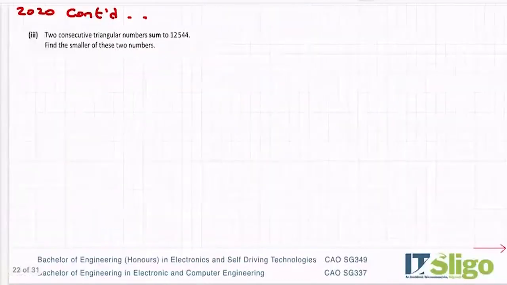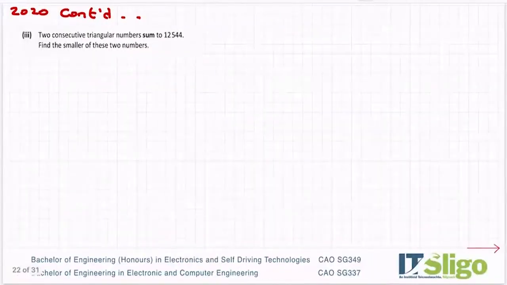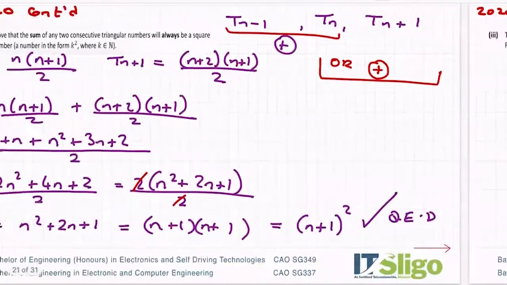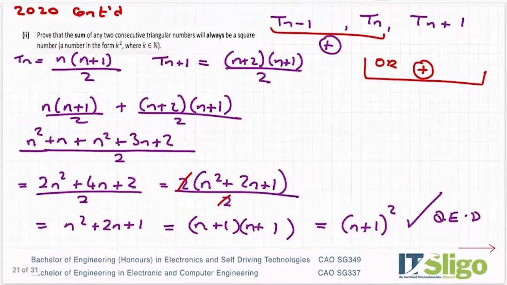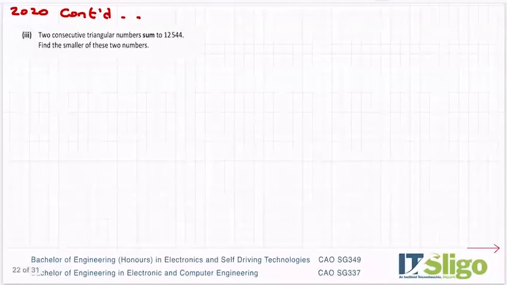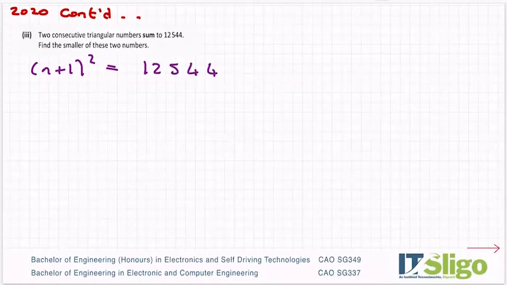Okay, cool. Two consecutive triangular numbers sum to 12,544. Find the smaller of these two numbers. So two consecutive triangular numbers sum to... Now we have a formula for the sum of two triangular numbers, and it's n plus 1 squared. So that's equal to 12,544.